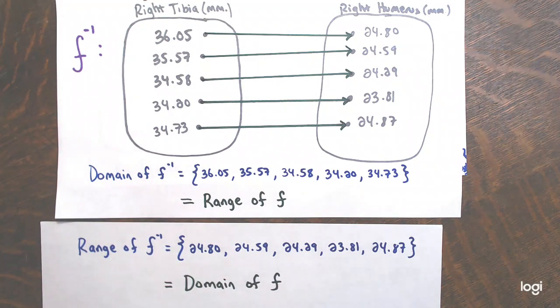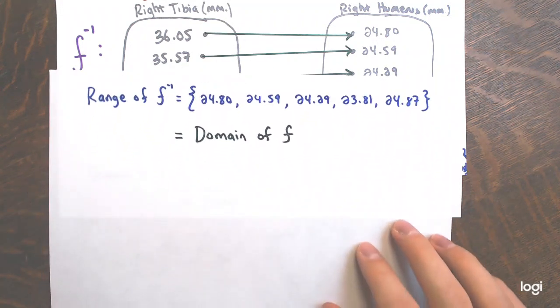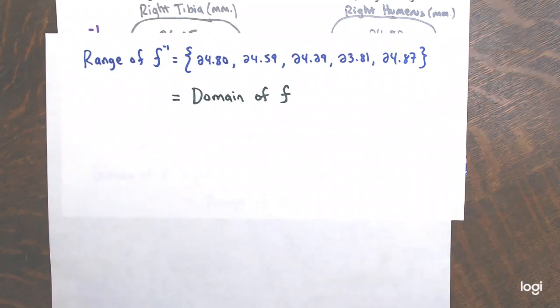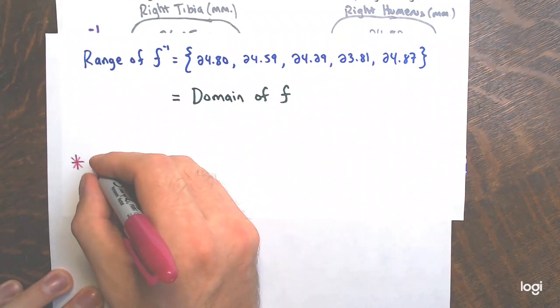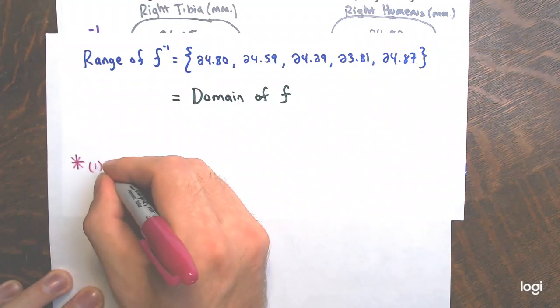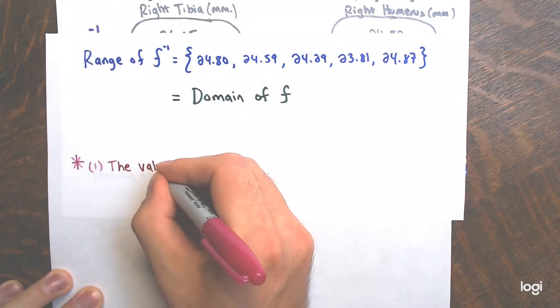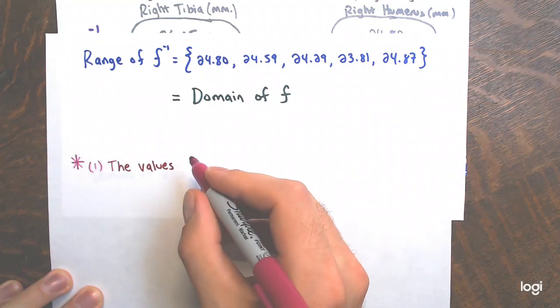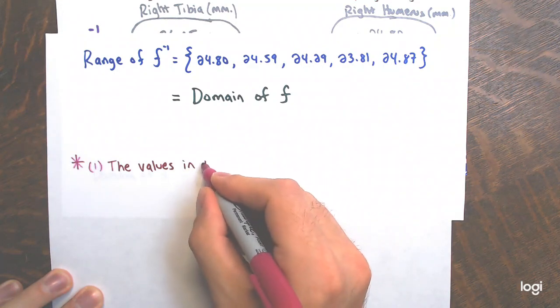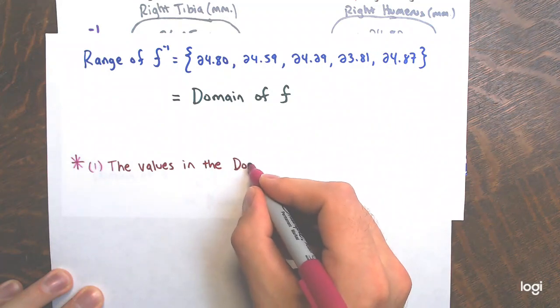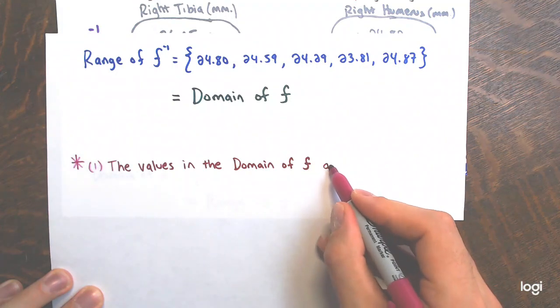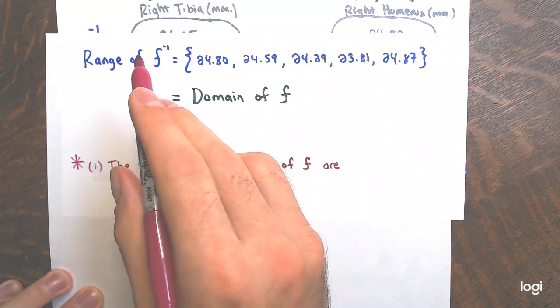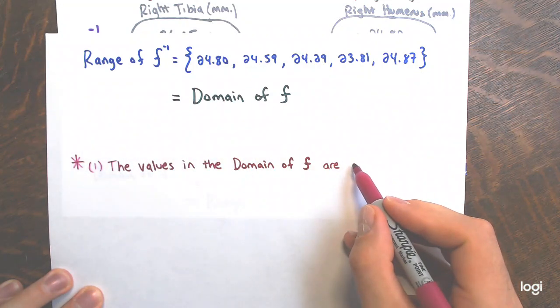That is a huge thing that I'm actually going to note here on this page. We're done with that example, but I'm going to make this huge. This is a very important note. Put a star next to it. Number 1: the values or elements, they don't have to be numbers, but the values in the domain of f are also in the range of f inverse. The domain of f equals the range of f inverse.